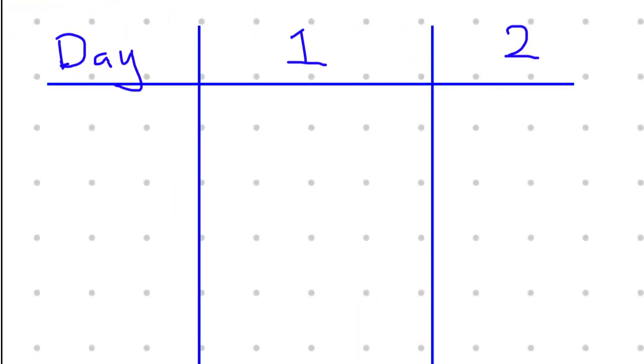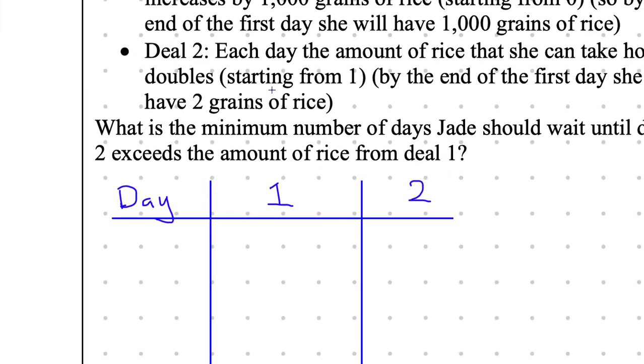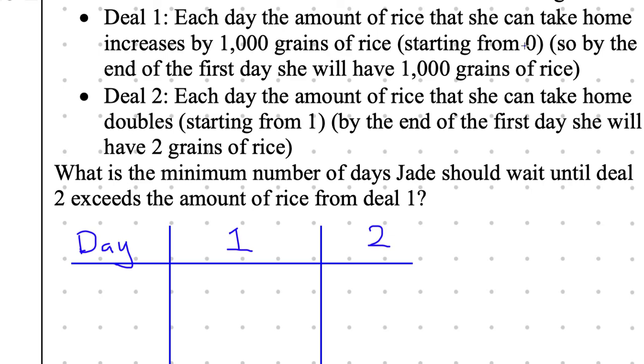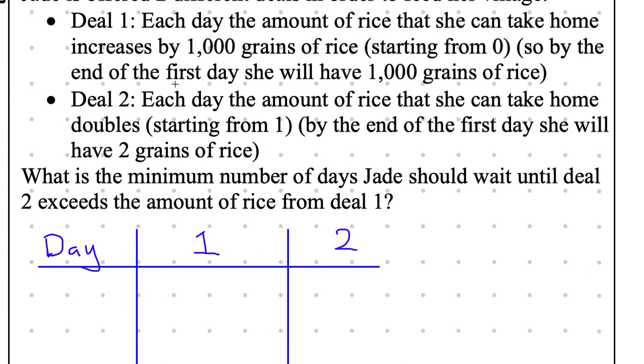Okay, so what is happening in our problem? On day 1, she starts from 0 rice, so by the end of the first day, I'm reading here, on day 1, she'll have 1,000 grains of rice. And if you want to put a comma there, you can. I don't normally do that though. So that's what's happening there. And then each day it increases by 1,000. So on day 2, you're going to have another 1,000, 2,000.